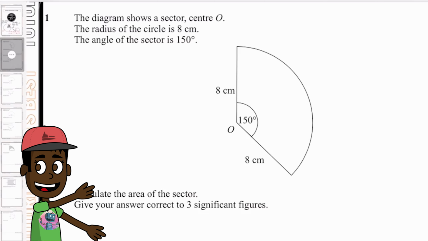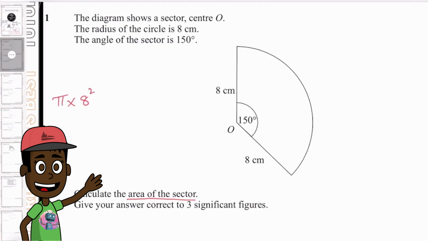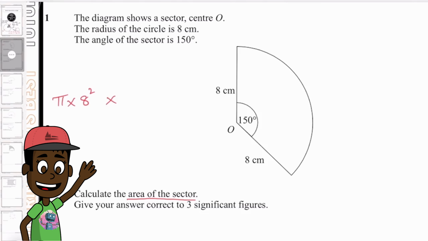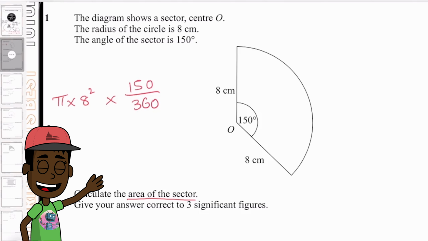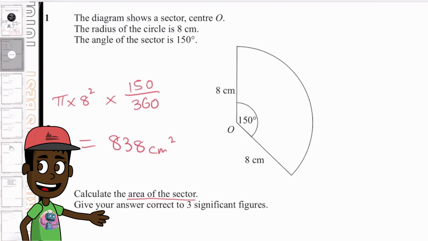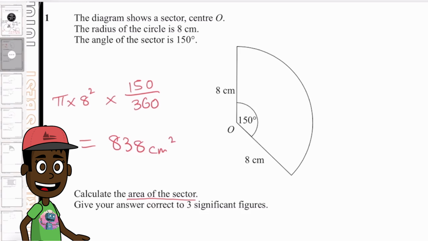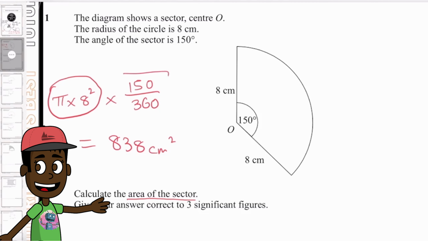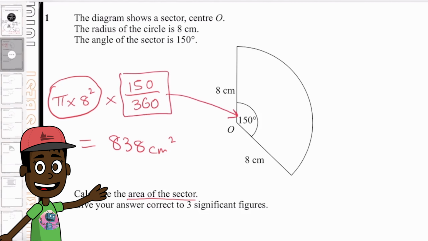As we know, because they're asking us for the area of the sector, it's going to be pi r squared times our sector amount. So we can have pi times our radius, which is 8 squared, multiplied by 150 over 360 degrees, and that would give us 83.8 centimeters squared. So once again, it's the area of a sector, so it's pi r squared times the amount that we have in this section here.